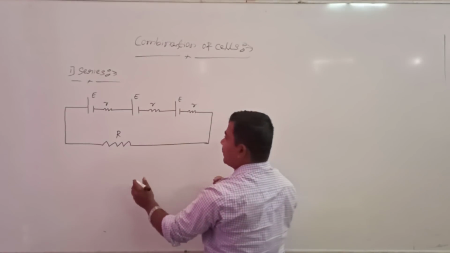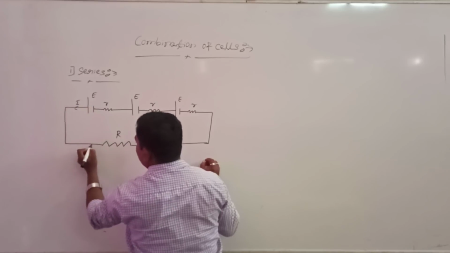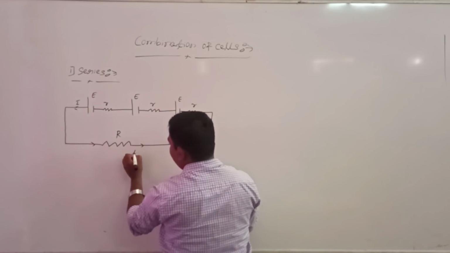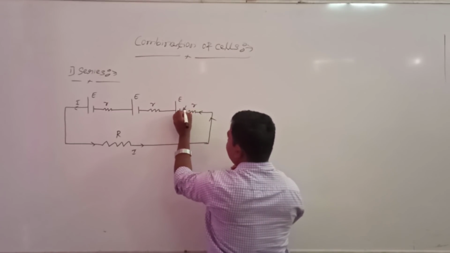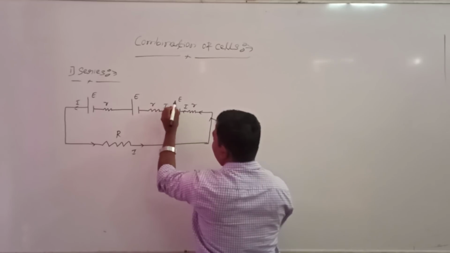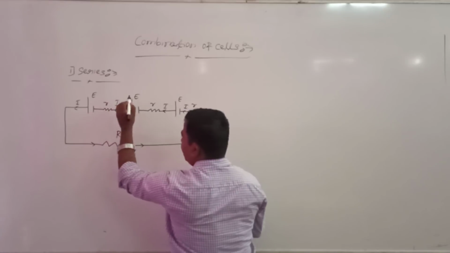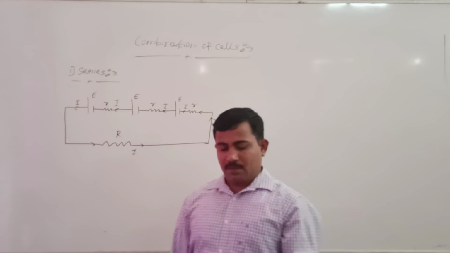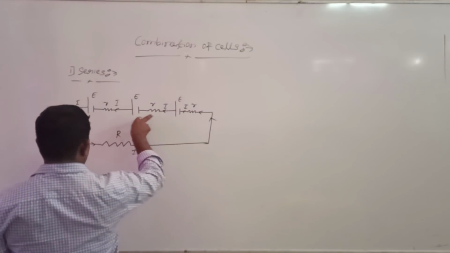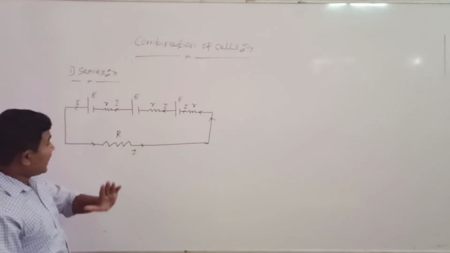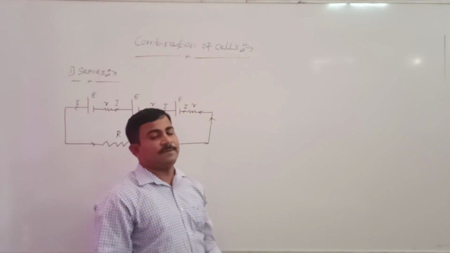Students, how does the direction of current flow? This is the direction of current, I, from the positive terminal to the negative terminal. This much current is flowing. This is the direction of current here. See here, the number of cells are connected from one point to another point in such a way that the negative terminal of one cell is connected to the positive terminal of another cell.